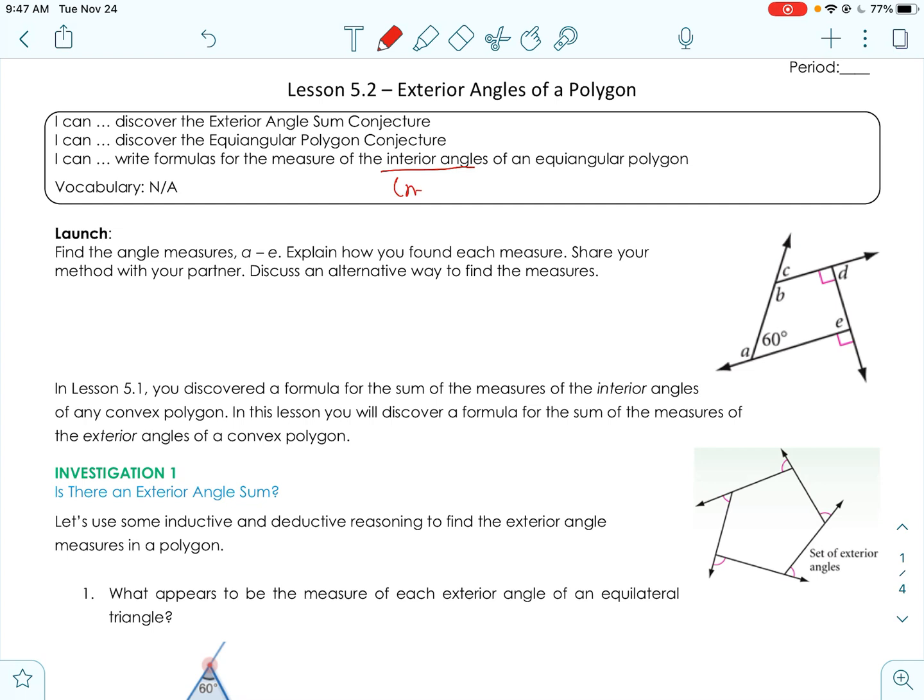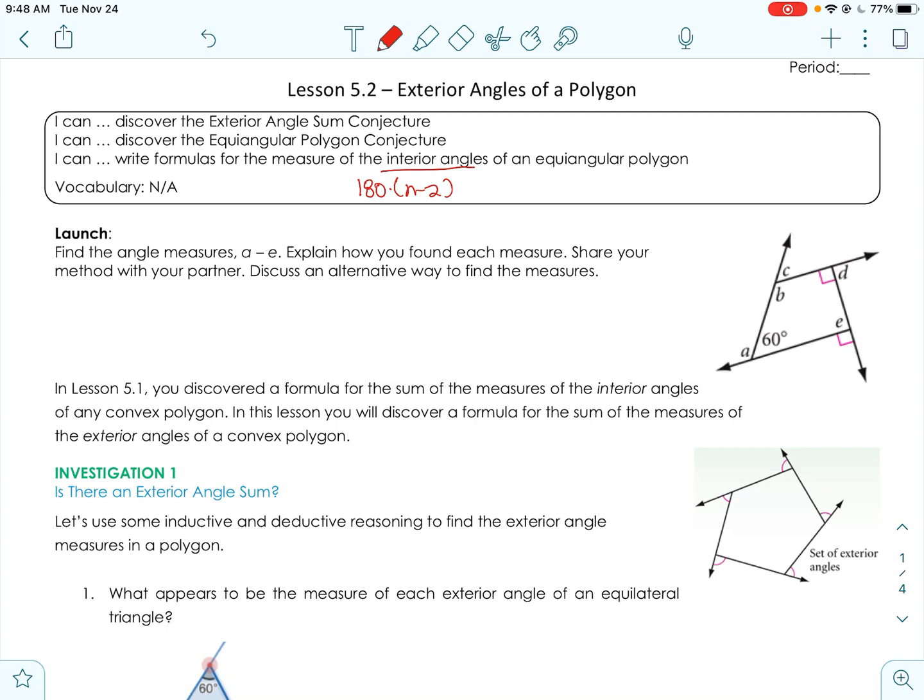So the sum of the interior angles was n minus 2 times 180. You created your diagonals and found how many triangles it created, and then multiplied that by 180, and that told you the sum of the interior angles of any polygon.